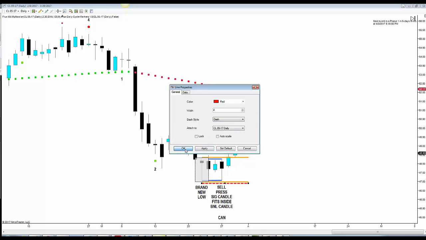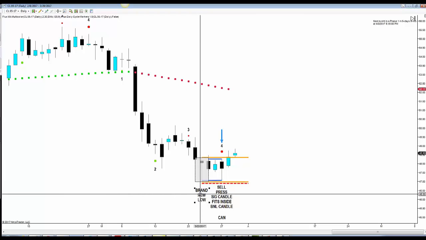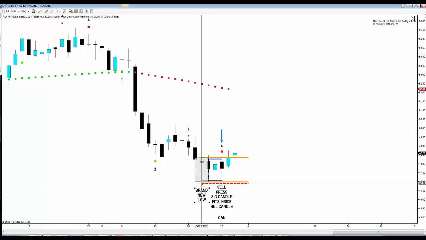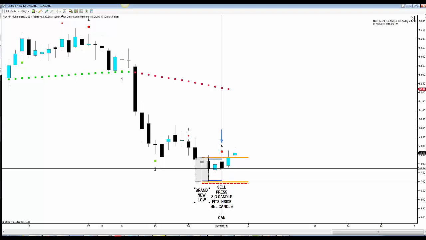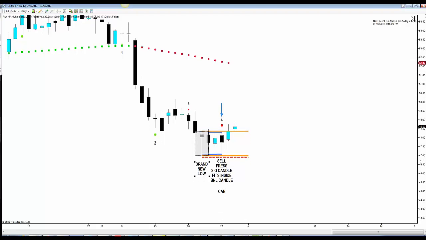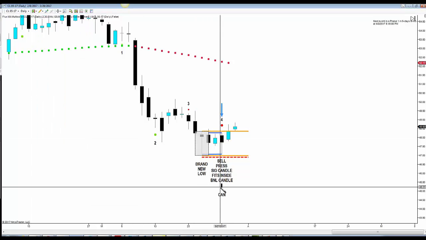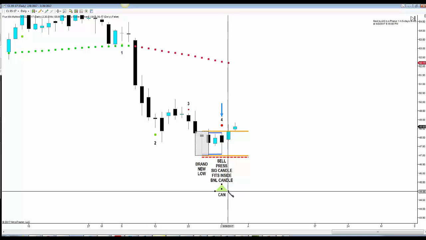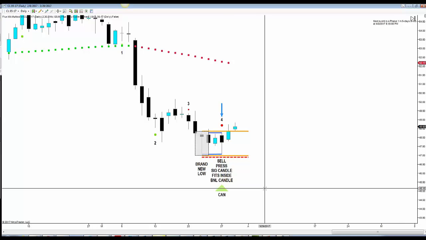Your stop is just below the low of the brand new low candle. So right here, that would be 46.90 something. Now, you see the candle came all the way down, came all the way up, and it closed. If this was on a 1-minute chart in our live room, I would type the letters CAN and I would put a green triangle underneath it right here. You've seen me do it 100 times by now.